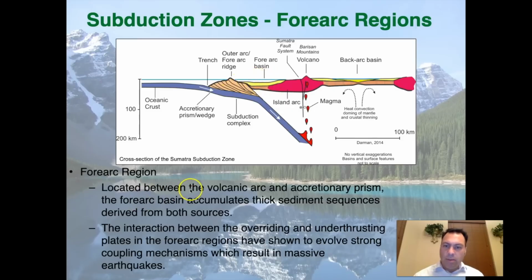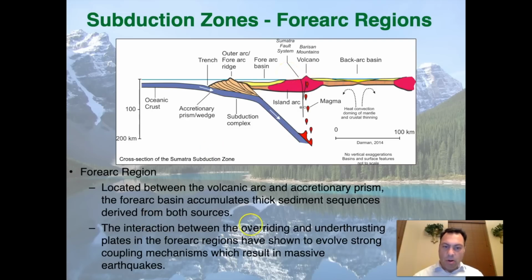So located between the volcanic arc and accretionary prism, the forearc basin accumulates thick sediment sequences derived from both sources. So in other words, it's getting sediments that are eroding from off of this outer arc, forearc ridge, and the actual volcanoes that we see back here. These will be producing large amounts of sediment.